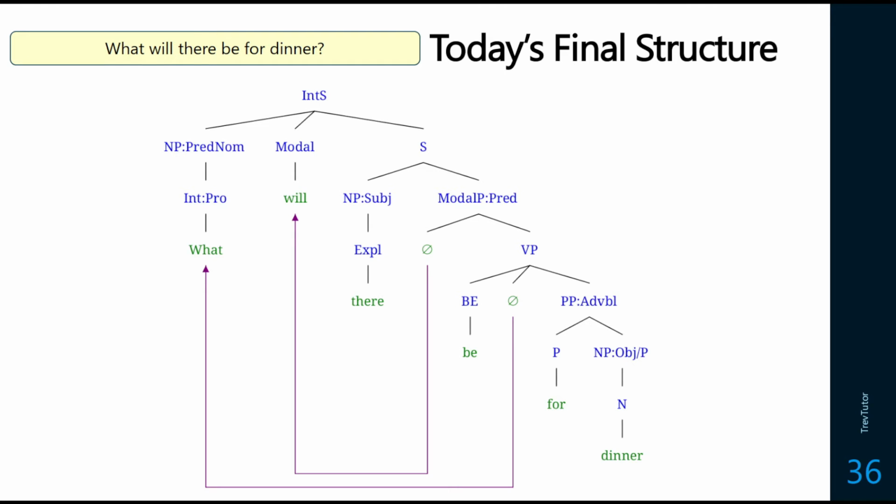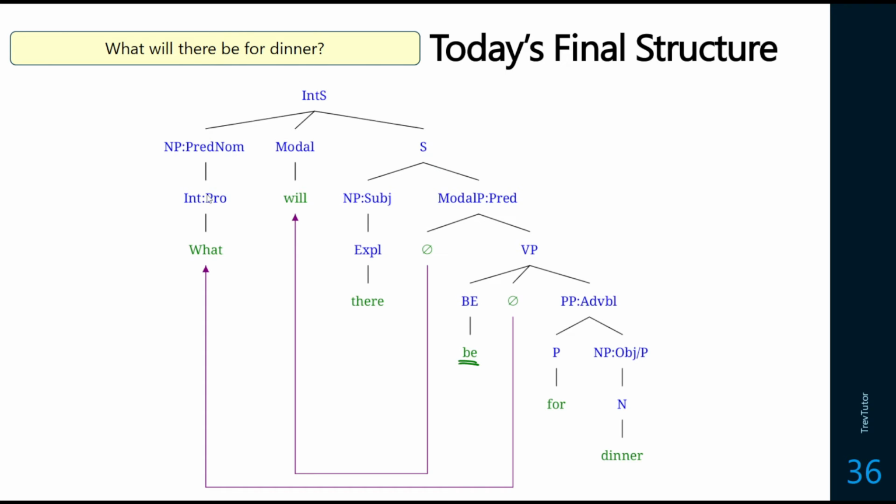So this is today's final structure. What will there be for dinner? The thing that we didn't have solved already was this bit right here. We knew there was an NP predicate nominal in this case because of the word be. We didn't know what it was, but we did know that we could replace it with the word what. And thanks to that, we can move it all the way up to the front of the sentence under the interrogative sentence. So that is today's final structure, and that's what we had left.